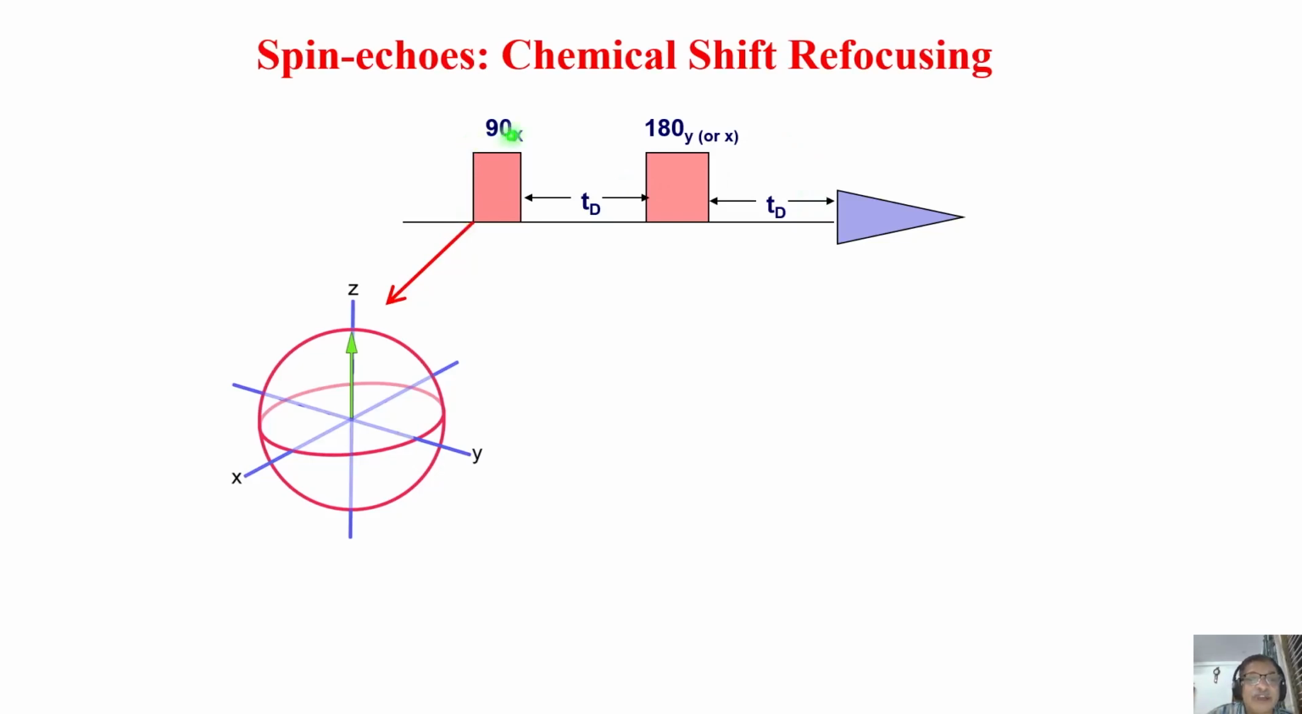Of course, just before the application of a 90-degree pulse, what is the status of our magnetization? It is in thermal equilibrium and along the z-axis. We understood the bulk magnetization concept. Please remember that bulk magnetization concept. Magnetization is along the z-axis. Fine.